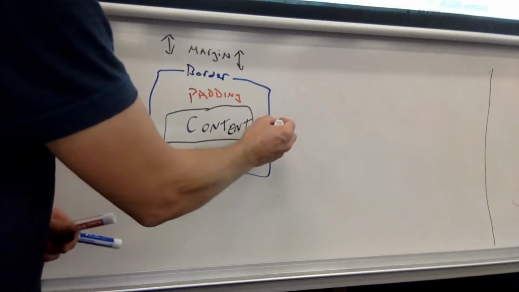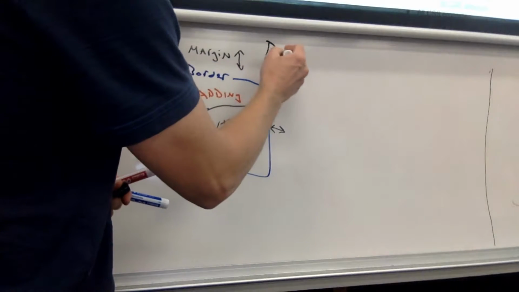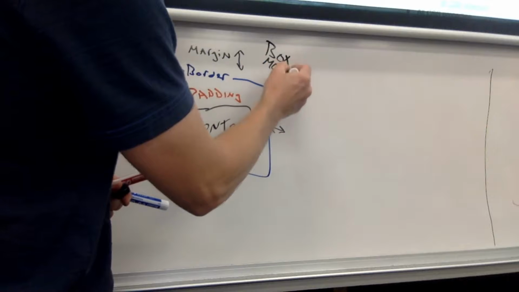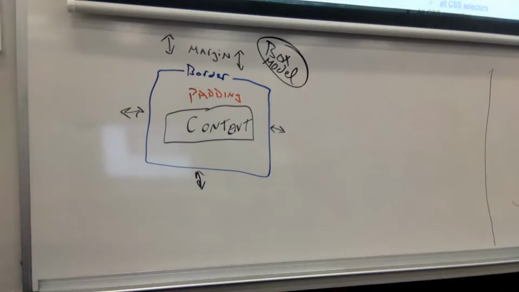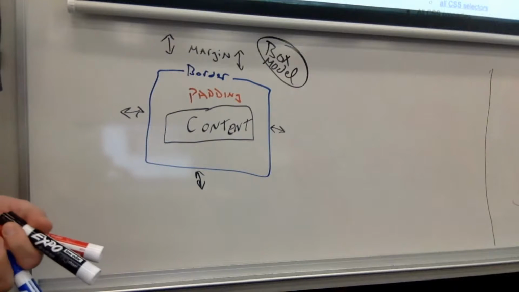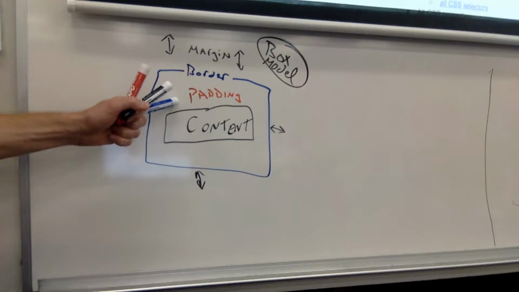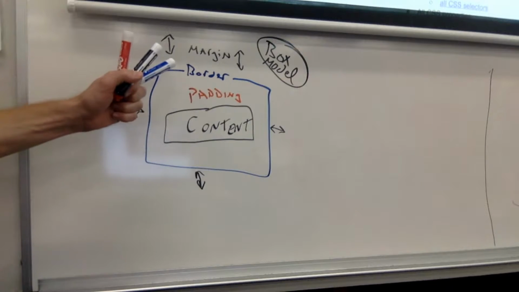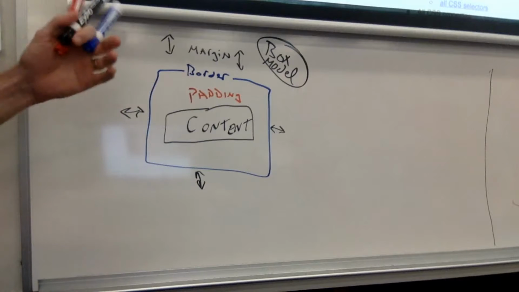Okay? So that's the box model. This is the box model. Everything's a box. And it's got content, and then it has padding, which is the space between the content and the border. And then it has margin, which is the space between other things.